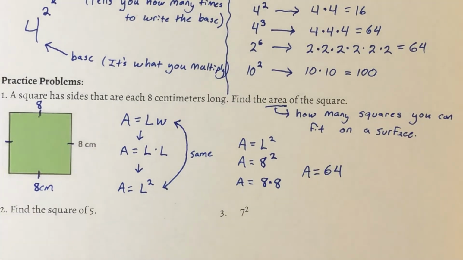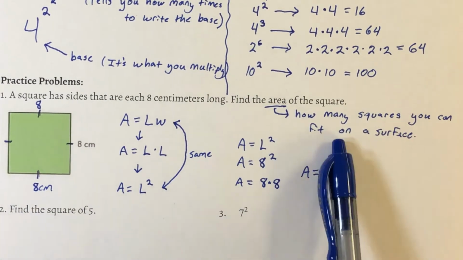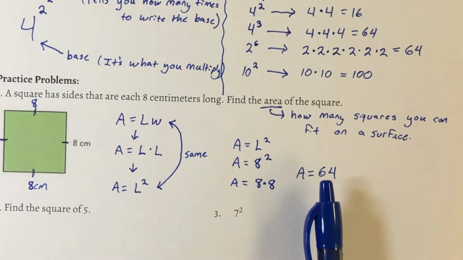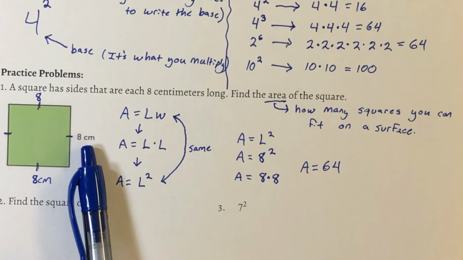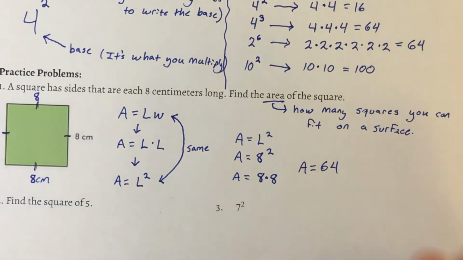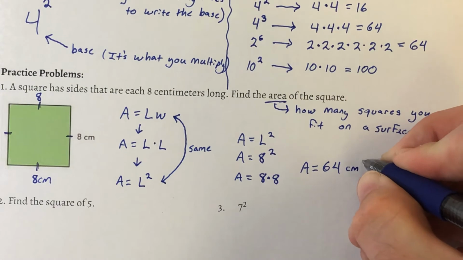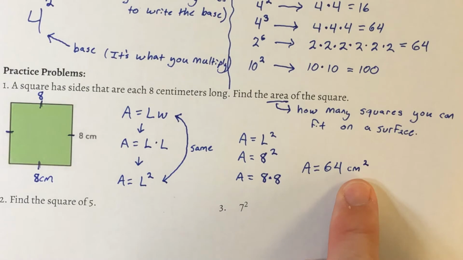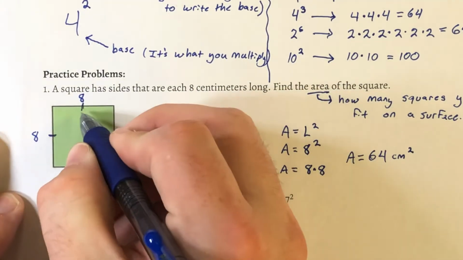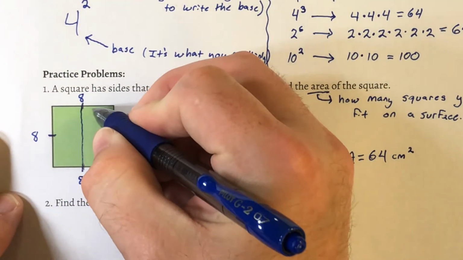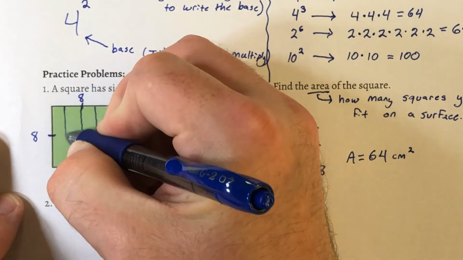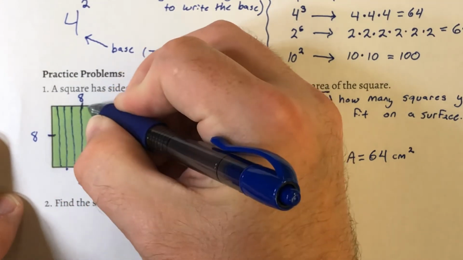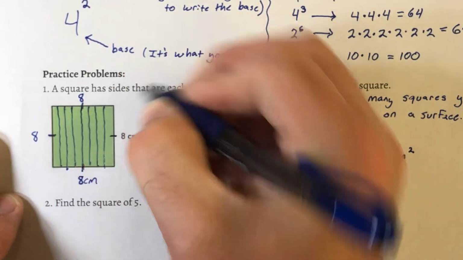And this is area. Area means how many squares you can fit on a surface. So I'm basically saying you can fit 64 little squares. What size of squares? Our unit of measurement is centimeters. So we're going to write centimeters squared. Again, what does that mean, 64 squared centimeters? If you look at this picture, if I cut it up, I'm saying that you can fit 64 1 centimeter by 1 centimeter squares.